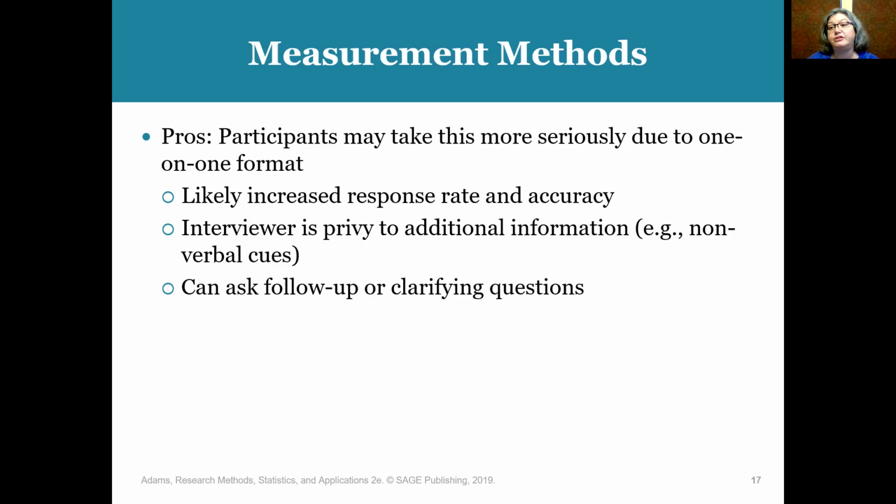Above and beyond that, if you're doing a face-to-face interview, the interviewer can see things like crossed arms, shaking legs, nonverbal cues that might actually help us know if someone's telling the truth or if they maybe have more to say. The other real benefit to interviews is that you can ask for clarifying questions, or you can ask follow-up questions.